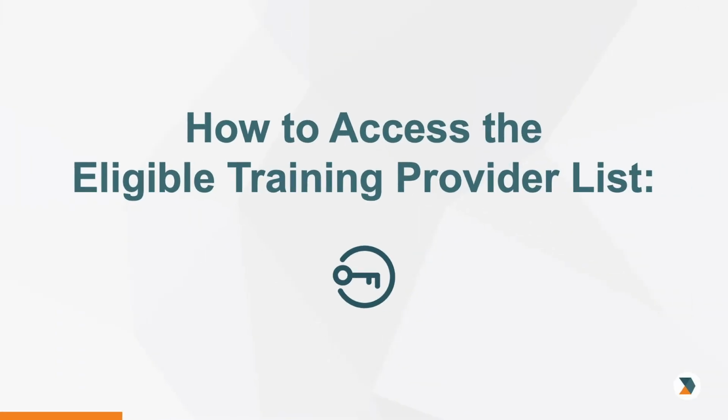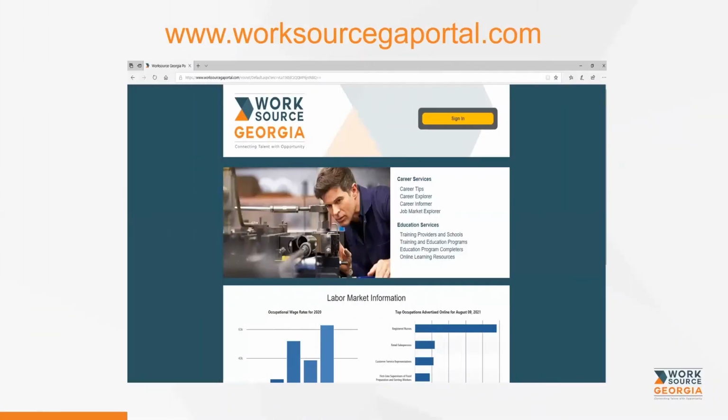How to access the Eligible Training Provider List. The ETPL can be accessed through the state website, worksourcegaportal.com. I will now show you how to search for training providers and programs.